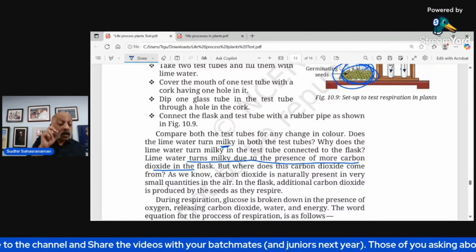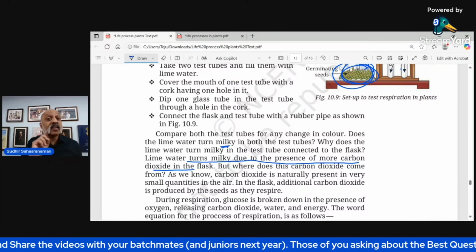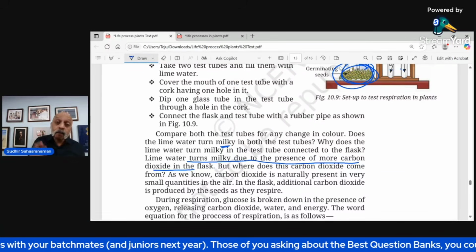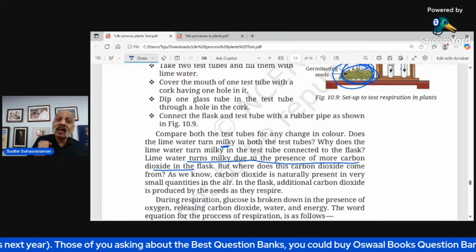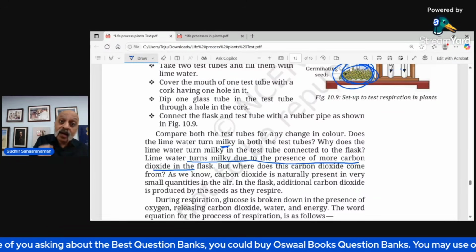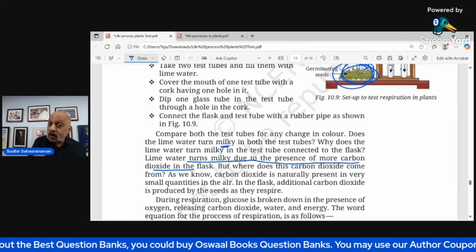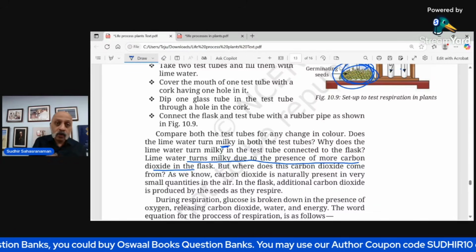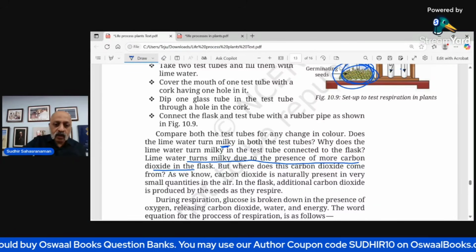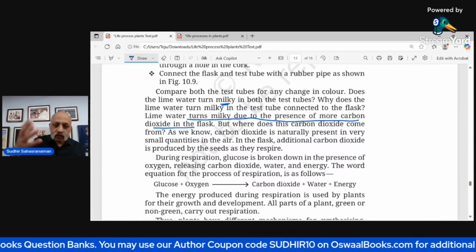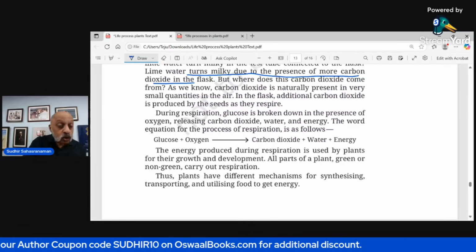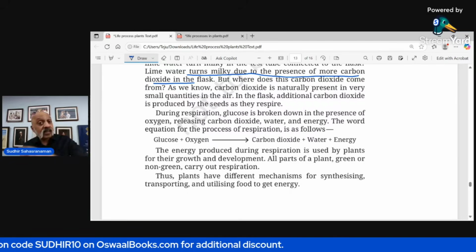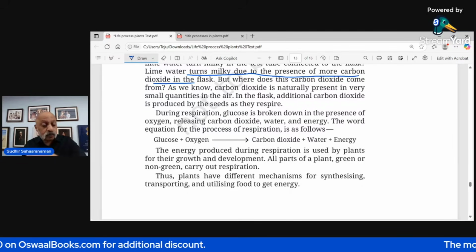Please remember, during photosynthesis, they are releasing oxygen. But when plants breathe, that is their process of respiration, they are releasing carbon dioxide. Where does the carbon dioxide come from? Because carbon dioxide is obviously present in air, and also it would be there in the seeds when they respire.